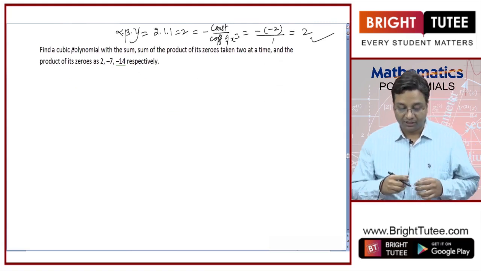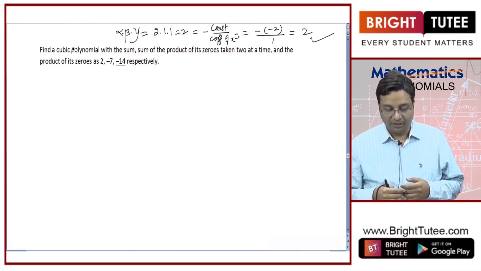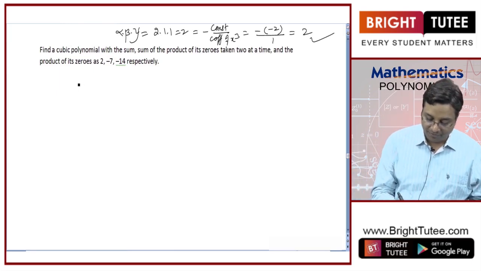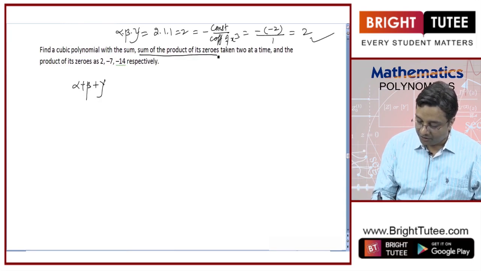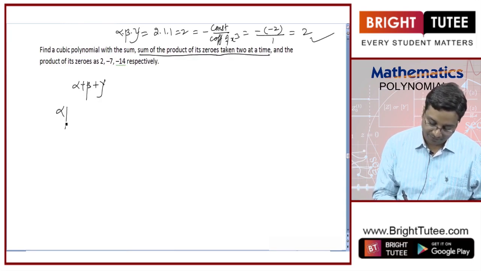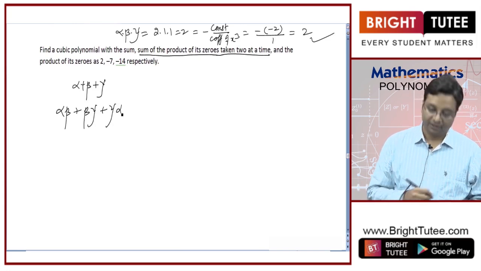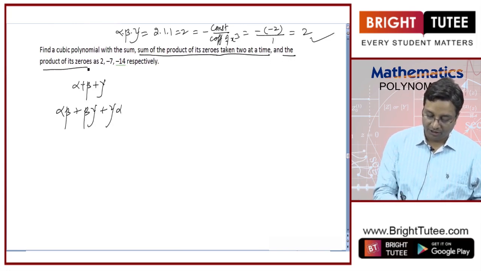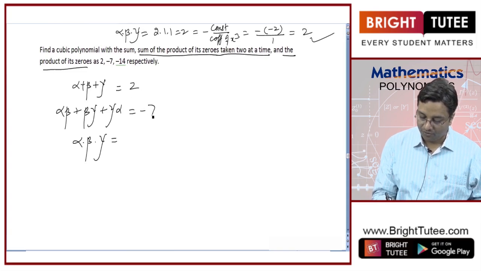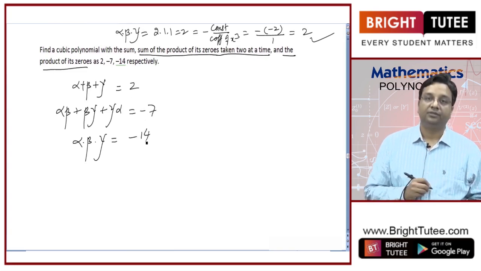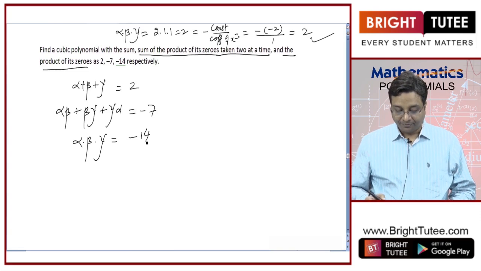Now the reverse process. You need to find a cubic polynomial where the sum of zeros, which means alpha plus beta plus gamma, the sum of the product of its zeros taken 2 at a time, which means alpha beta plus beta gamma plus gamma alpha, and the product of its zeros, that means alpha beta into gamma, are given as 2, minus 7 and minus 14, right?